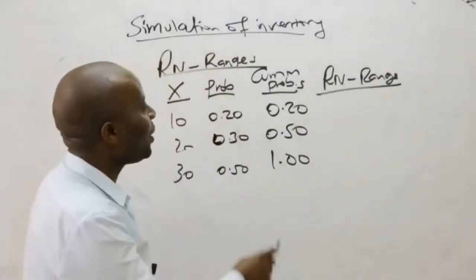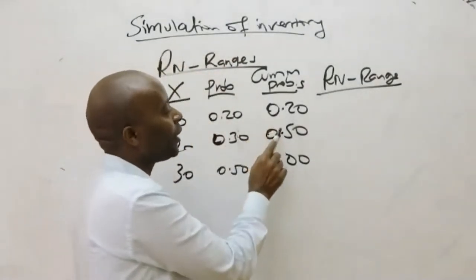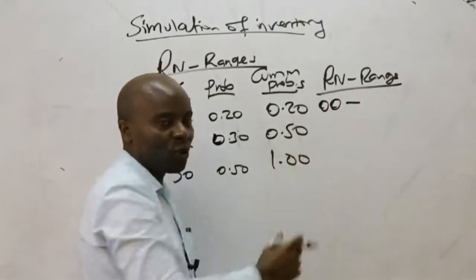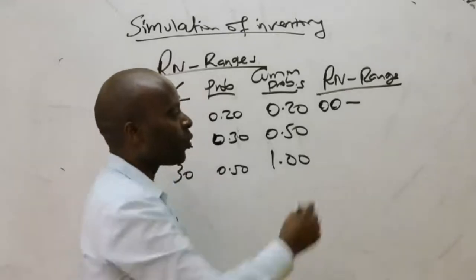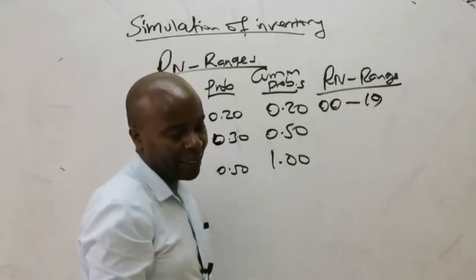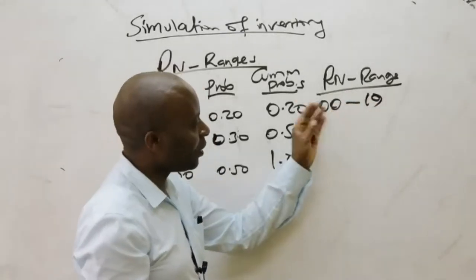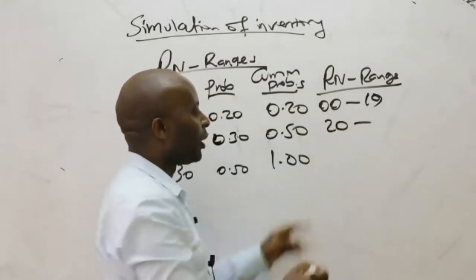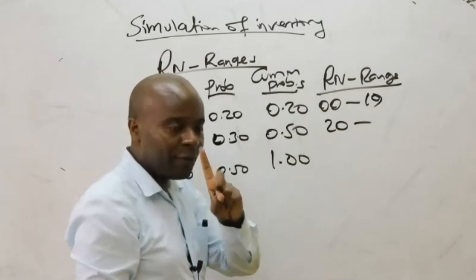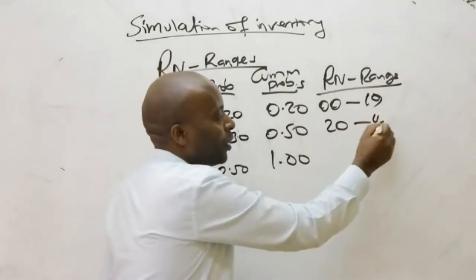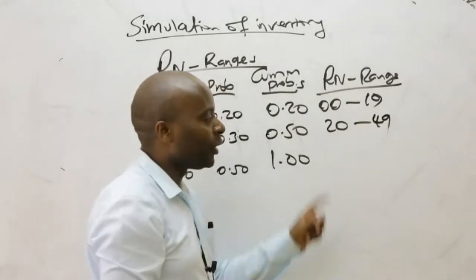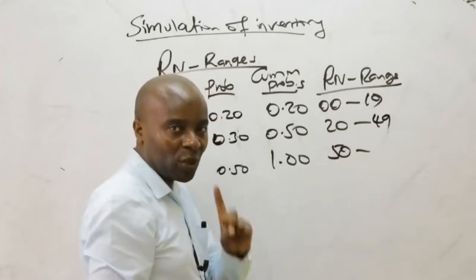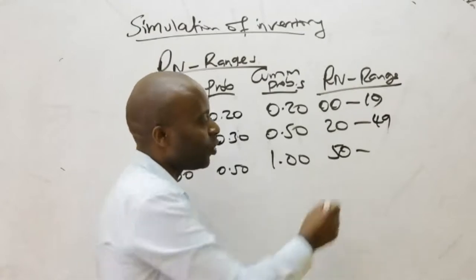So random number ranges, these are two decimal places. So we are talking of 2 digits, which will be 00 to 20 minus 1. 20 minus 1 gives us 19. From there, we start working on the second class. Second class will be 20 all the way to 50 minus 1. 50 minus 1 gives us 49. After 49, the next number is 50, so 50 all the way to 100 minus 1.